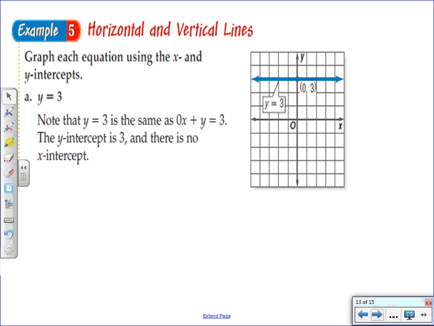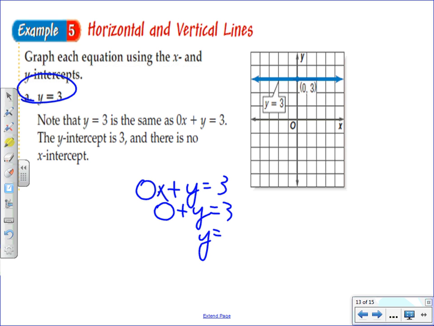Let's see if we can graph some horizontal and vertical lines. So here we have our equation again, y equals 3. Note that y is 3 is the same as x is 0 and y is 3. There is no x, right? So it's like 0x, right? 0x plus y equals 3. That's the same as 0 times x is what? 0 plus y equals 3. So y equals 3. So do you see that it's really like having 0x? So our ordered pair for y equals 3, the y-intercept, is going to be 0, 3, over 0 up 3, and here it is.